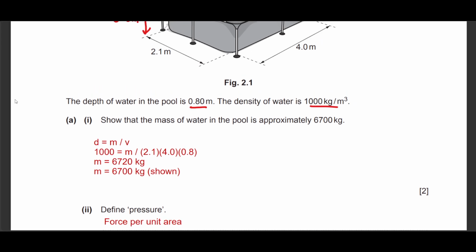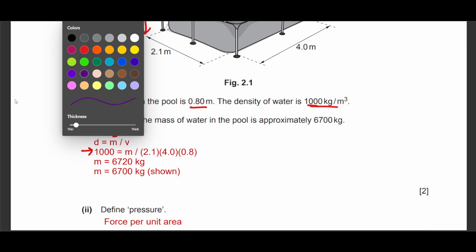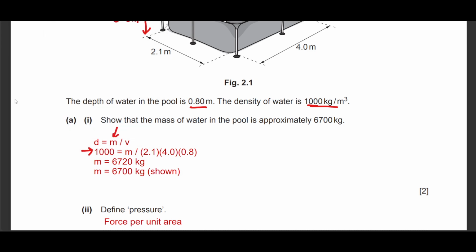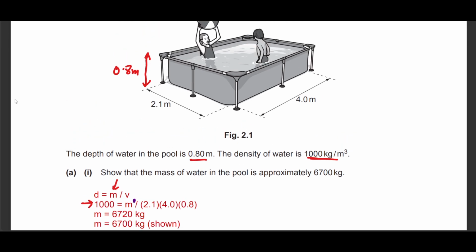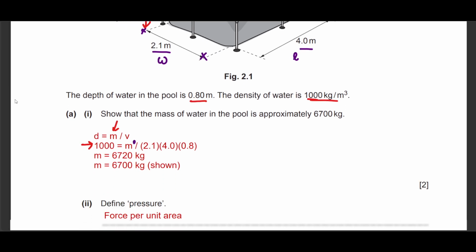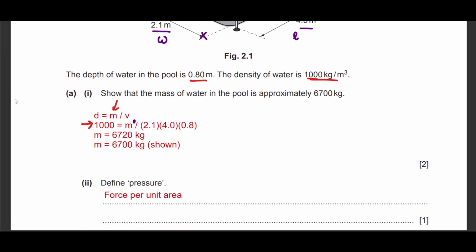A very simple, straightforward equation, that is density is equal to mass over volume. Density is 1000 and mentioned over here, and the mass is what we're supposed to find out. So for volume, we have simple mathematics: 2.1 multiplied by 4.0 multiplied by the height. So width multiplied by length multiplied by height gives us the volume. So 2.1 multiplied by 4 multiplied by 0.8.